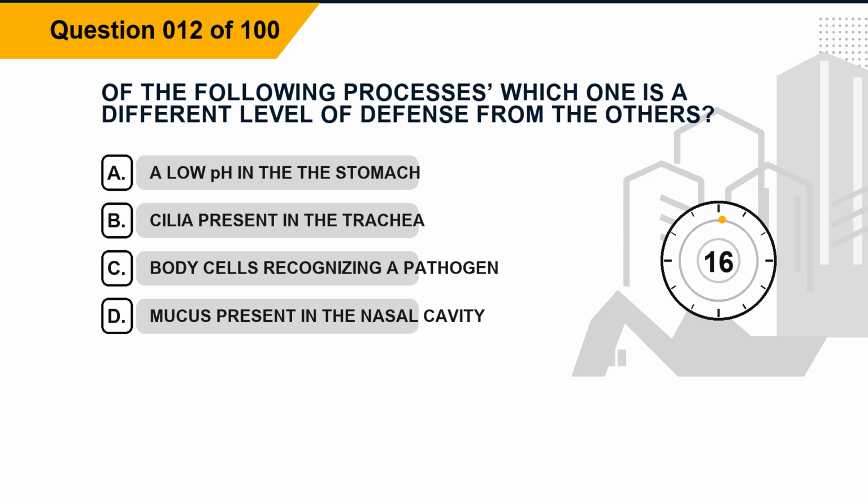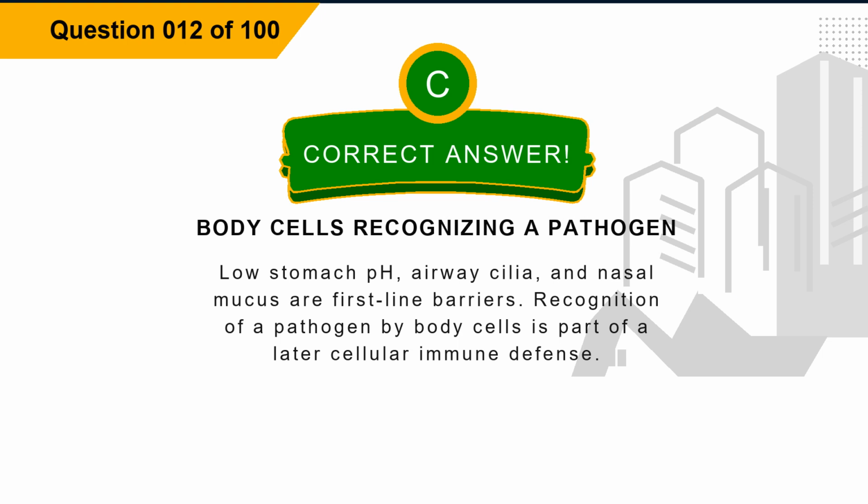Question 12. Of the following processes, which one is a different level of defense from the others? Option A. A low pH in the stomach. Option B. Cilia present in the trachea. Option C. Body cells recognizing a pathogen. Option D. Mucus present in the nasal cavity. The correct answer is option C. Body cells recognizing a pathogen.